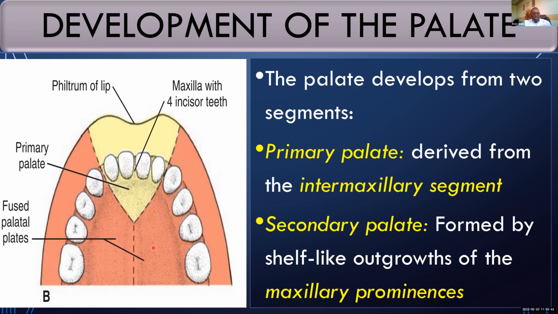This other region is what we call the secondary palate. The secondary palate is formed by shelf-like outgrowths from the maxillary prominences. The maxillary prominences develop some outgrowth in the form of shelves. Those shelves grow towards each other and fuse and form the secondary palate. So the tissues here are outgrowths from the maxillary prominence in the form of shelves.